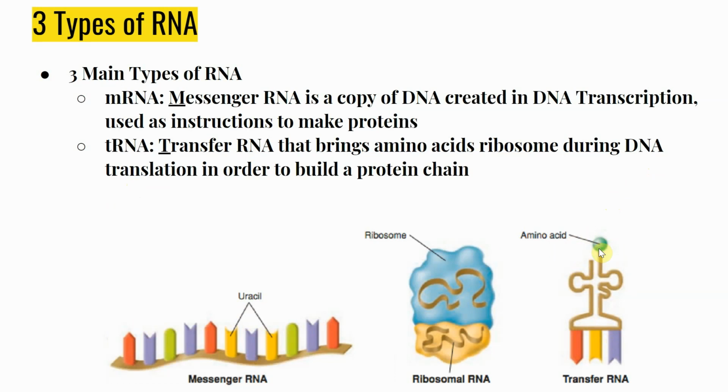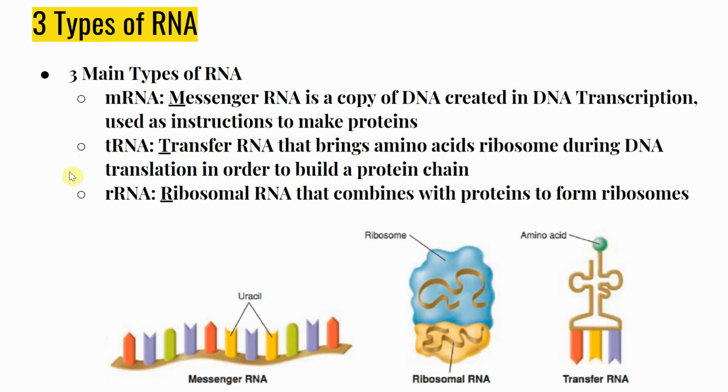And if we again think back to our macromolecules unit earlier in the year, amino acids are the monomers of proteins. So amino acids are the building blocks of proteins. You put a lot of amino acids together to make a polypeptide chain, a long chain of proteins. That is our second type of RNA.